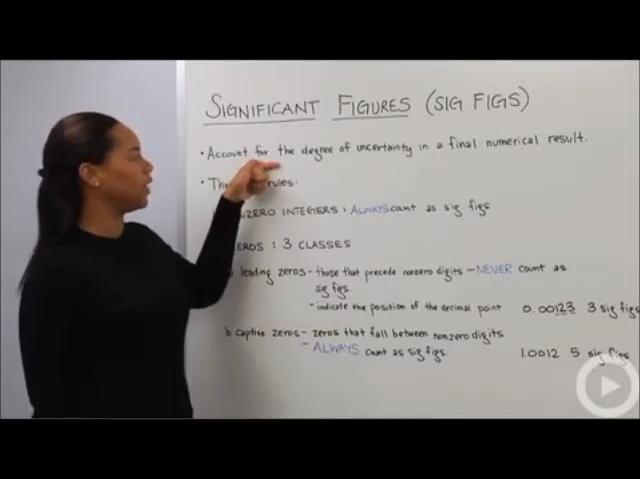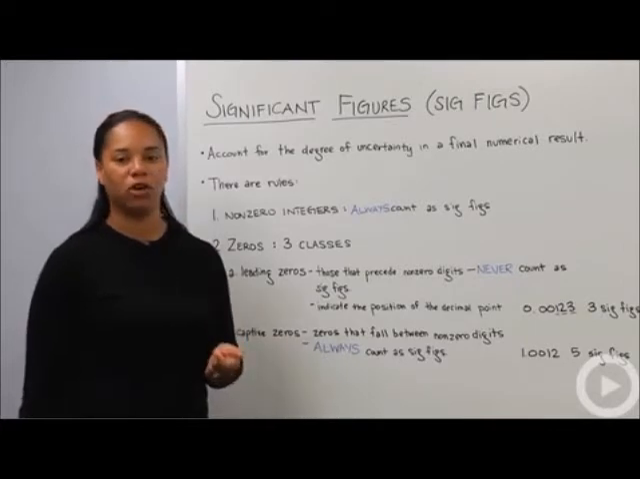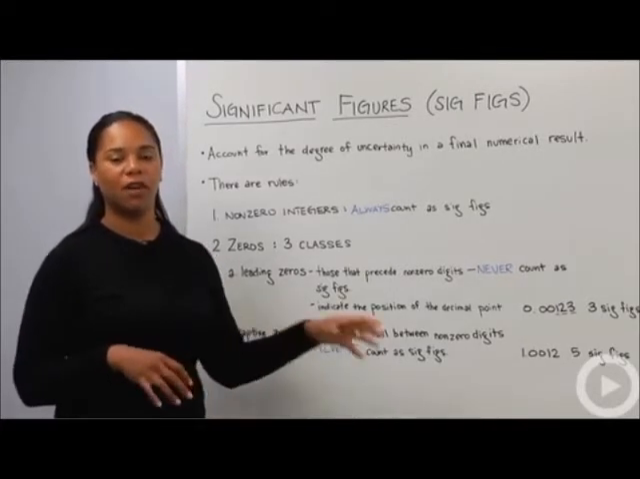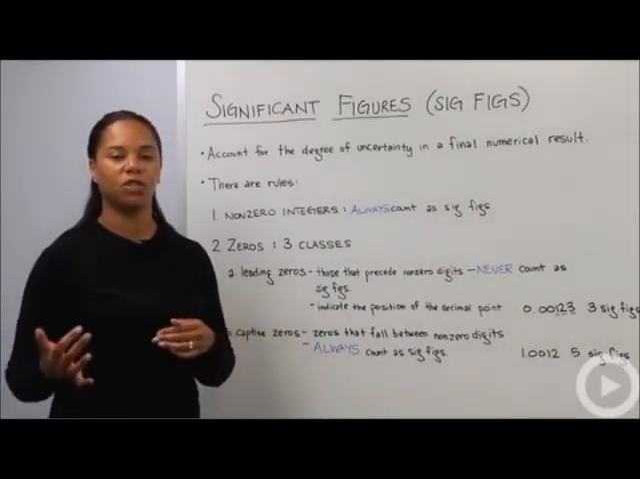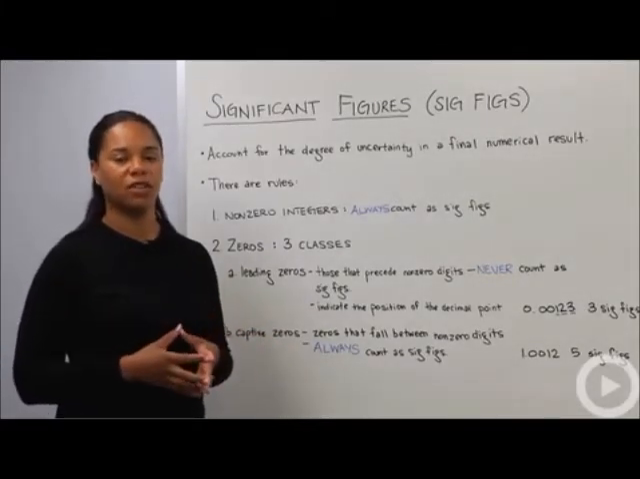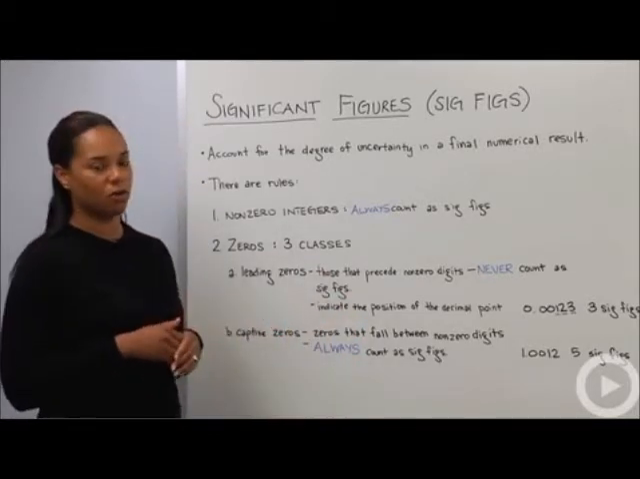We do significant figures because we need to account for the degree of uncertainty in a final numerical result. So if you're in a laboratory and you've got a bunch of measurements and you want to add them together to get a final result, you want to make sure that your final result is as accurate as your initial measurements were. So let's start with the rules.